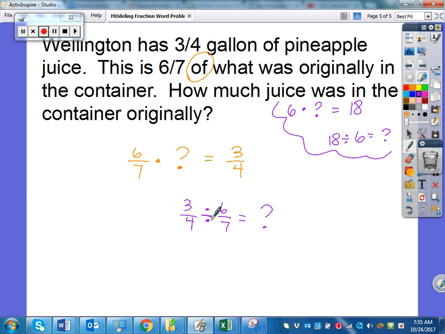Believe it or not, that's the exact same thing that we just did with our model. Because to divide, I would do 3/4 times 7/6. I want to go back through our model and show you that that's exactly the steps that we did. We took the 3/4 and we divided the 3/4 into 6 pieces. That was our first step. We said 3/4 divided by 6. And then what we got was 1/8. We took that 1/8 and we multiplied it by 7. That's the exact same thing, boys and girls, as multiplying it by 7/6, which is the same thing as dividing by 6/7.